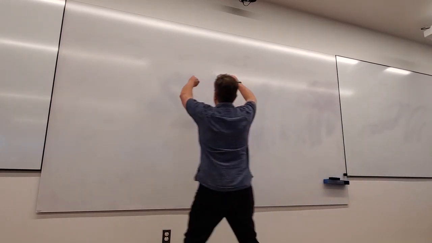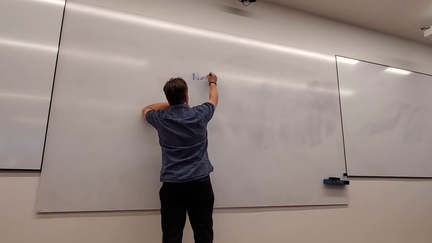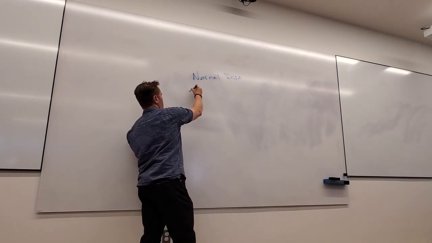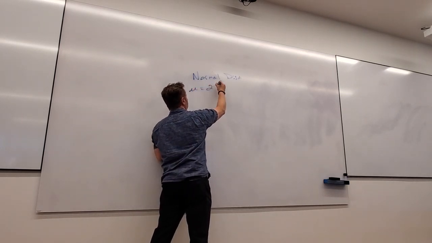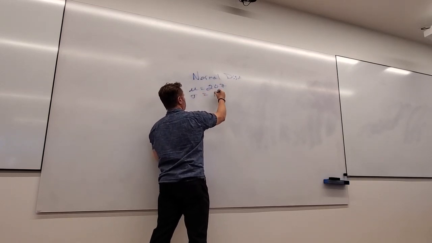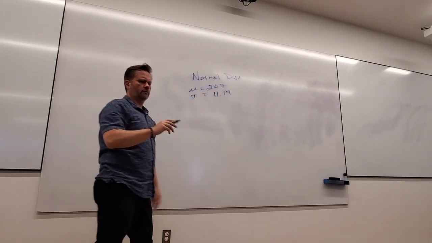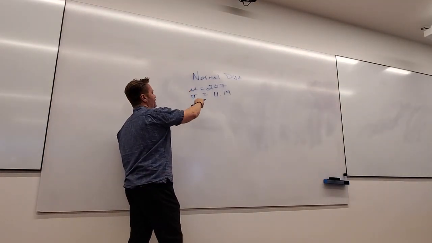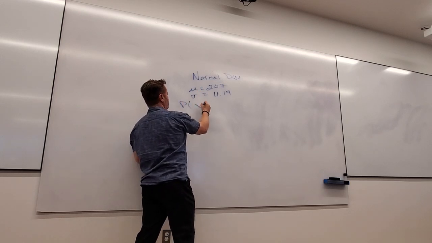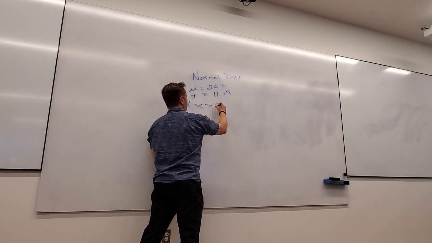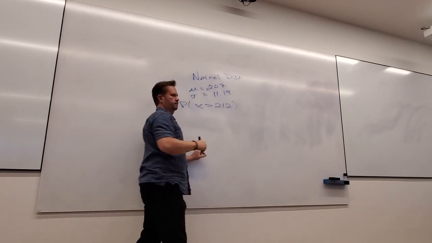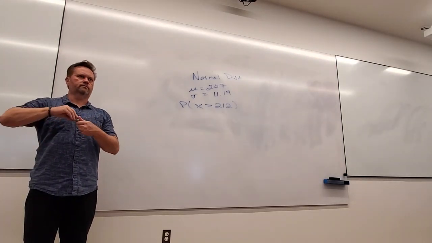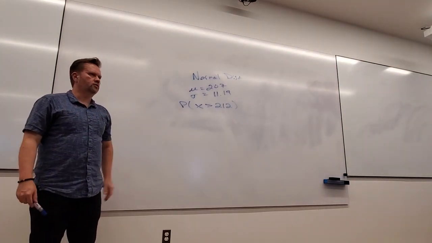All right, guys, if I'm given a normal distribution, the mean is 207, and the standard deviation is 11.19. I want to know what's the probability that I pick something that is more than 212. Can you guys tear into that problem? You should all have calculators still, right?